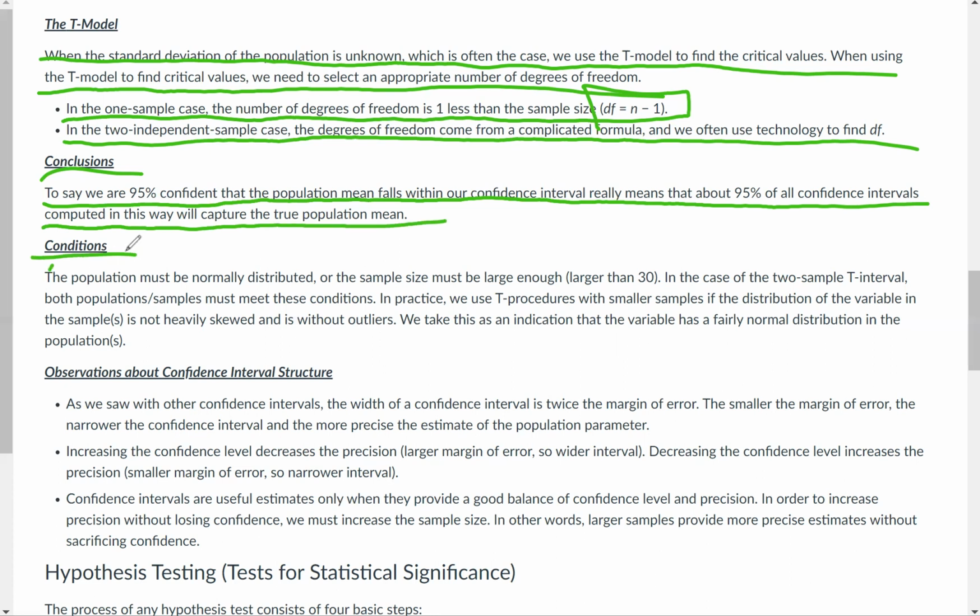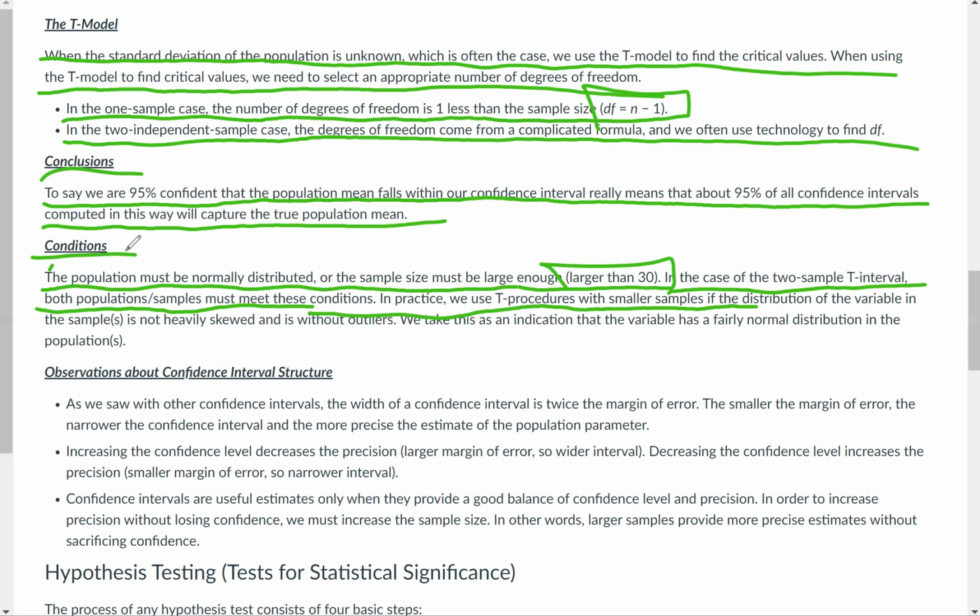Now our conditions: the population must be normally distributed, or the sample size must be large enough. The magic number, like we said, is 30. N must be at least 30 in the case of the two sample t interval. Both populations or samples must meet these conditions. In practice, we use t procedures with smaller samples if the distribution of the variable in the samples is not heavily skewed and is without outliers. We take this as an indication that the variable has a fairly normal distribution in the populations.